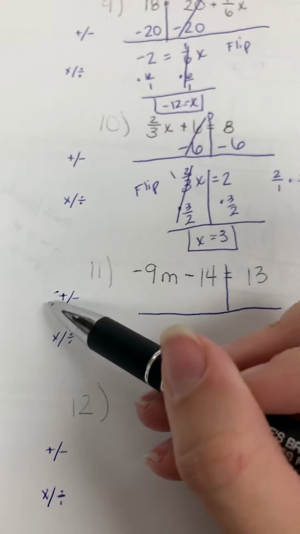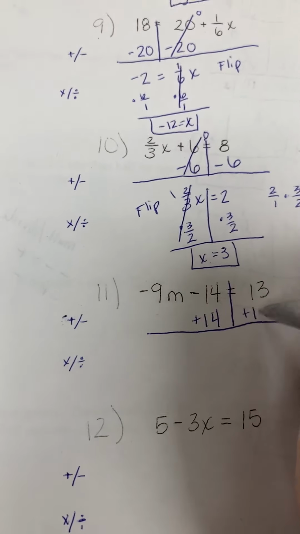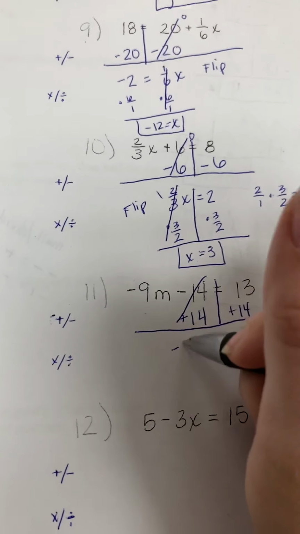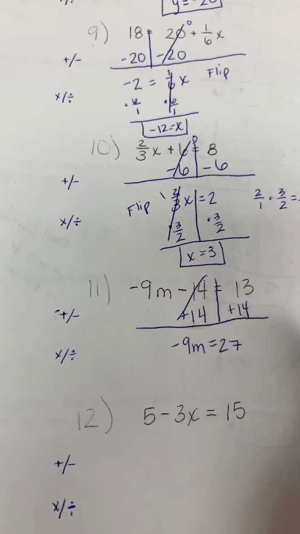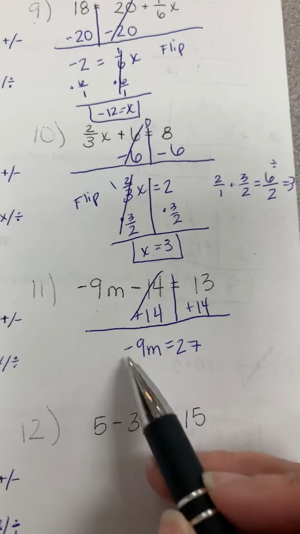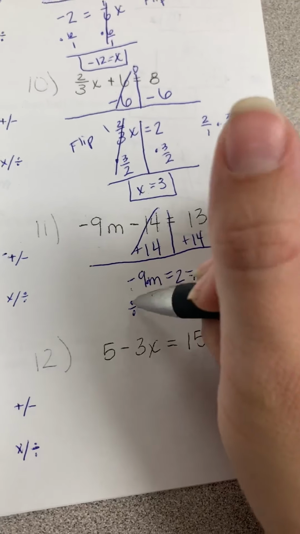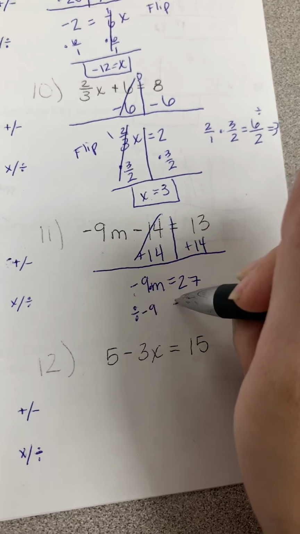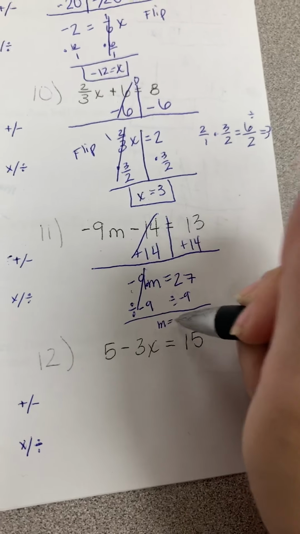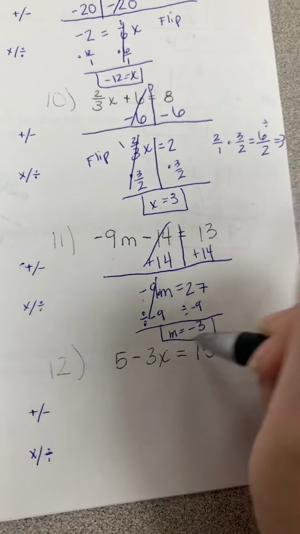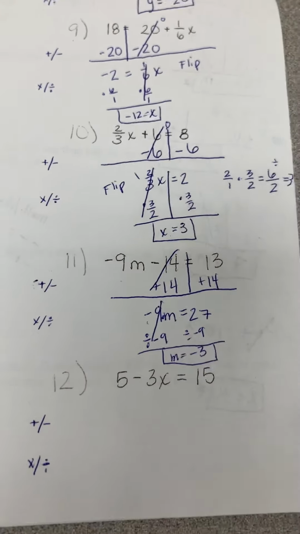Always doing the opposite of addition or subtraction first, so I'm going to start with this one, plus 14, plus 14. Negative 9m equals 27. If this is a negative, when you divide, because that's what we're doing here, this means multiply. When we divide, it also has to be a negative. M equals negative 3. See how I'm putting a box around my answer every time? Make sure you put a box around your answer or a circle.